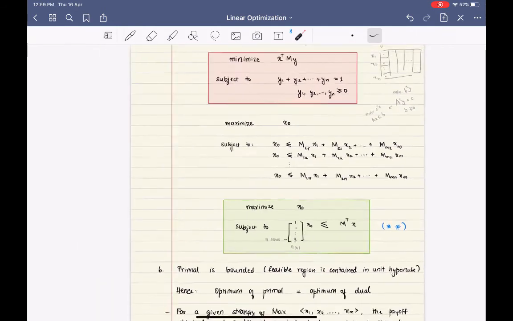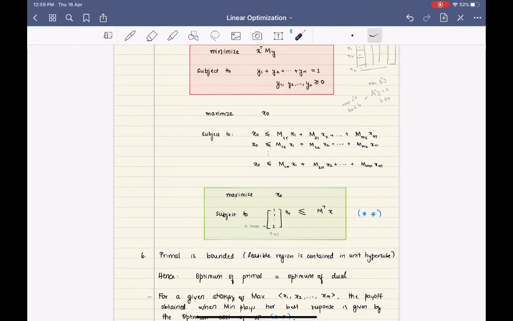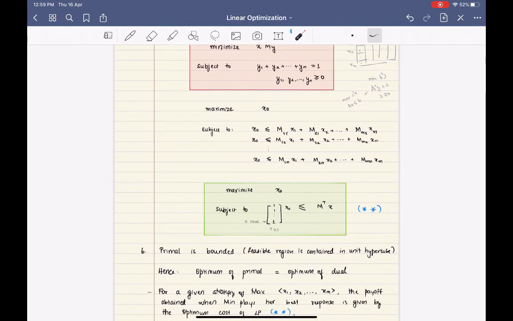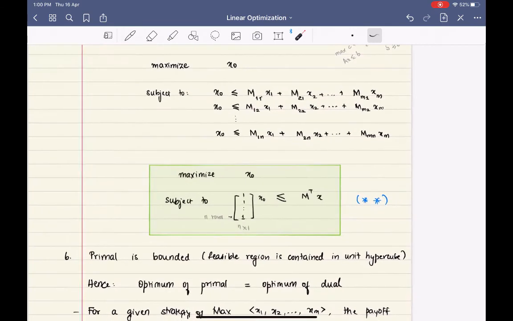Now, firstly note that the primal is bounded. Why? Because the feasible region is bounded. The feasible region is in fact contained inside the unit hypercube. Hence, the primal will have an optimum and the dual will have an optimum, and both these optima will coincide. So the x0 that we wanted here will actually be the solution to this maximization problem. So this is the main point.